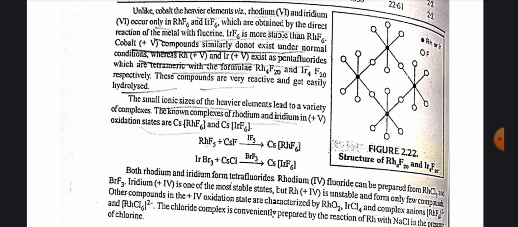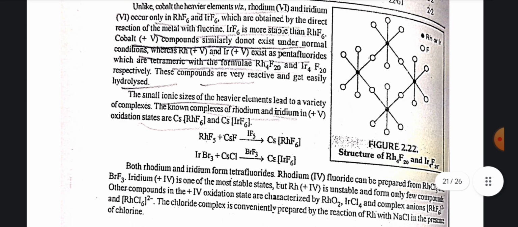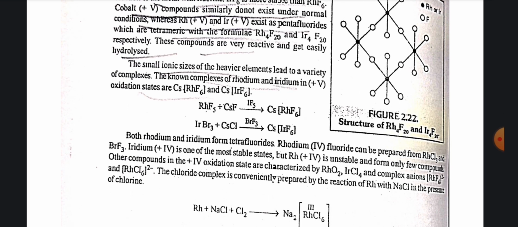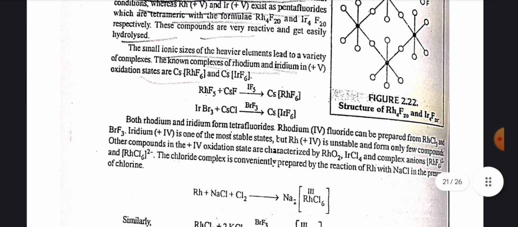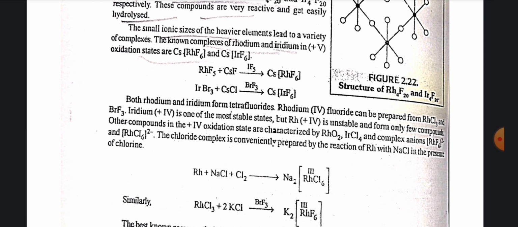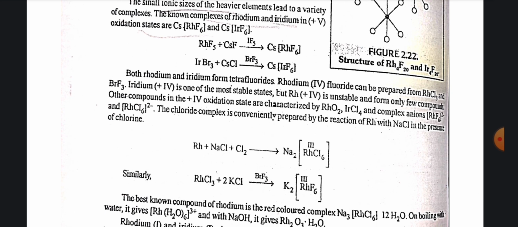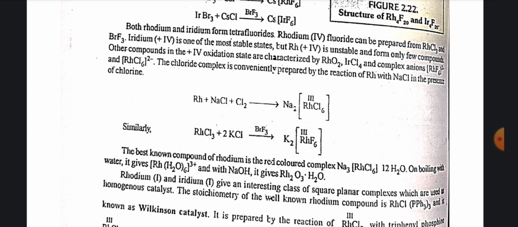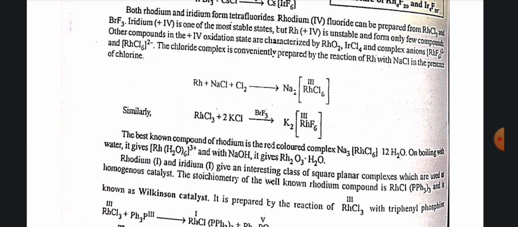Cobalt +5 compounds similarly do not exist under normal conditions, whereas Rh +5 and Ir +5 exist as pentafluorides, which are tetrameric with the formula Rh4F20 and Ir4F20. The small ionic sizes of the heavy elements lead to a variety of complexes. The known complexes of rhodium and iridium in +5 oxidation states are CsRhF6 and CsIrF6. Both rhodium and iridium form tetrafluorides.